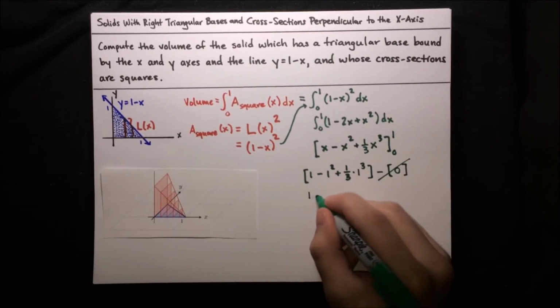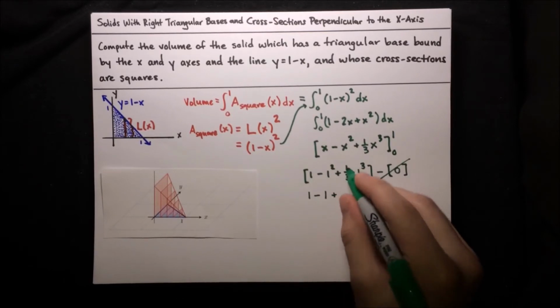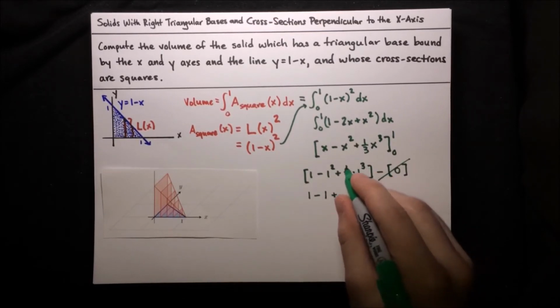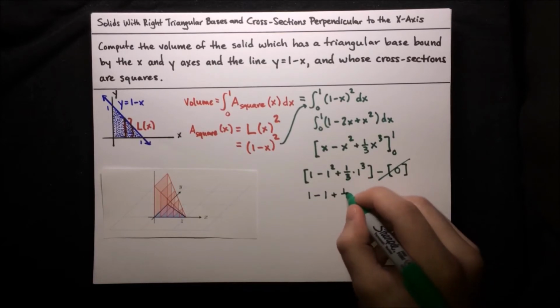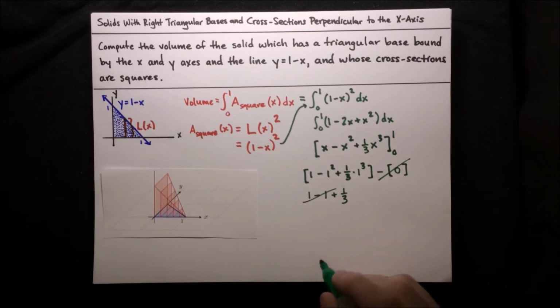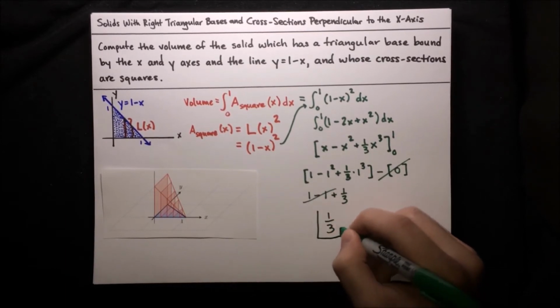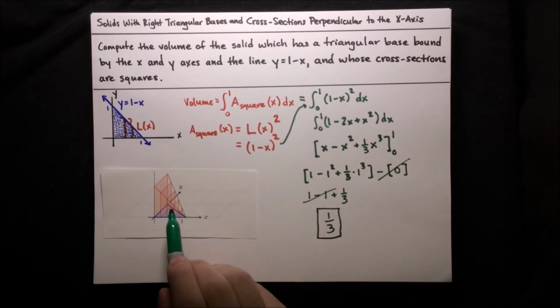Well, that's 1 minus 1 squared is just 1, and then plus a third times 1 cubed is just 1 times a third, which is just a third. So 1 minus 1 plus a third, 1 minus 1 cancels out, and we just have a third. So there we go. The volume of that solid there is a third.